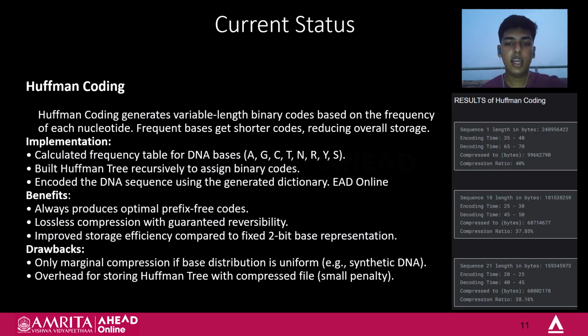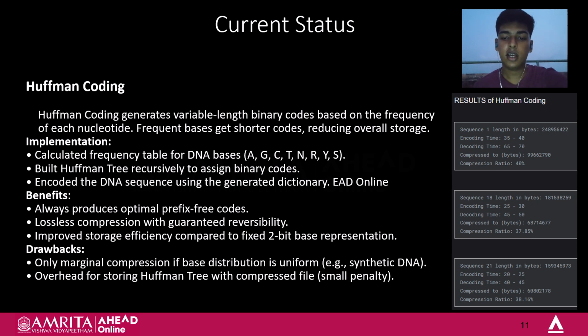So we have implemented Huffman encoding, and the results can be seen in the bottom right corner. We achieved around a 40% compression ratio, and we tested these on 3 sequences chosen from the human mitochondrial complete genome. And it does not take that much time for encoding and decoding compared to other methods.